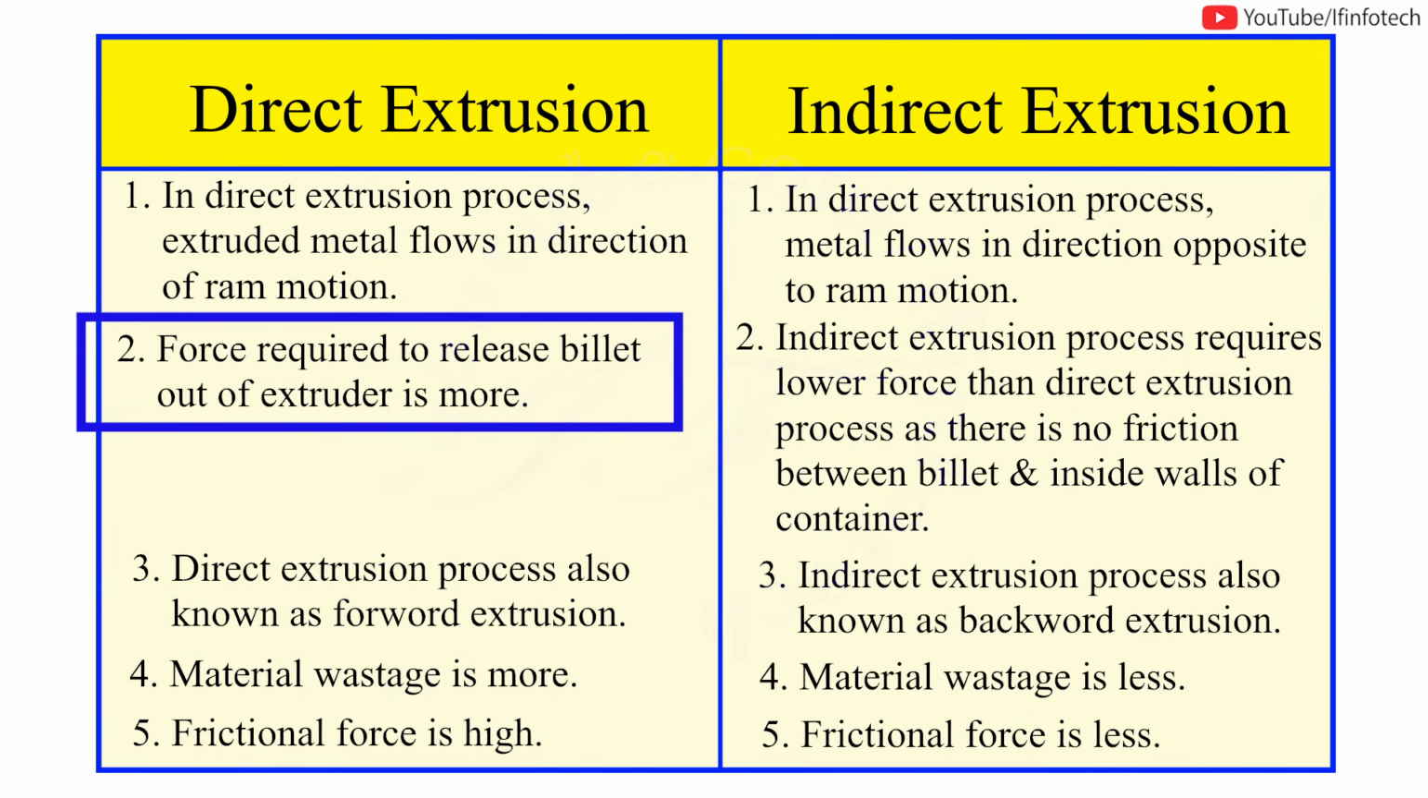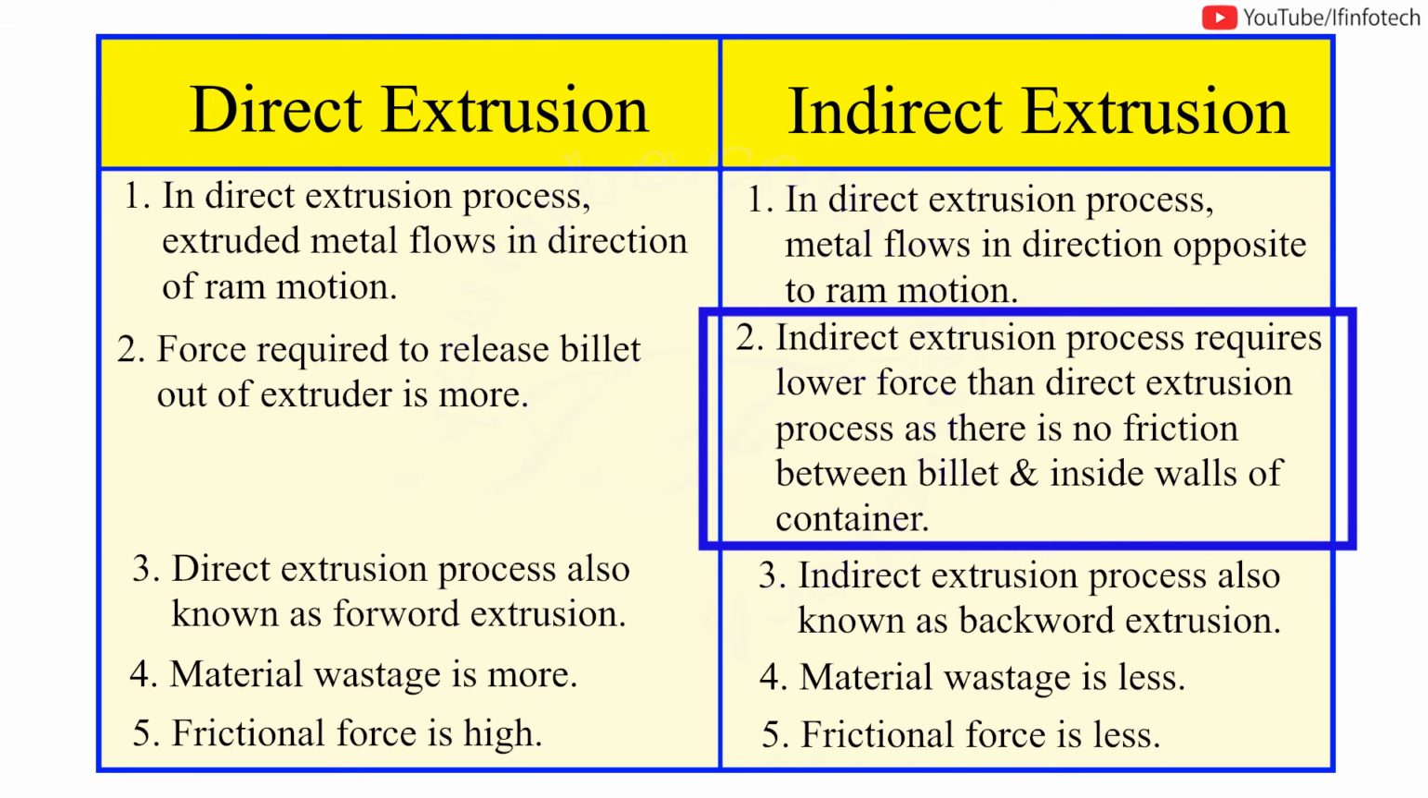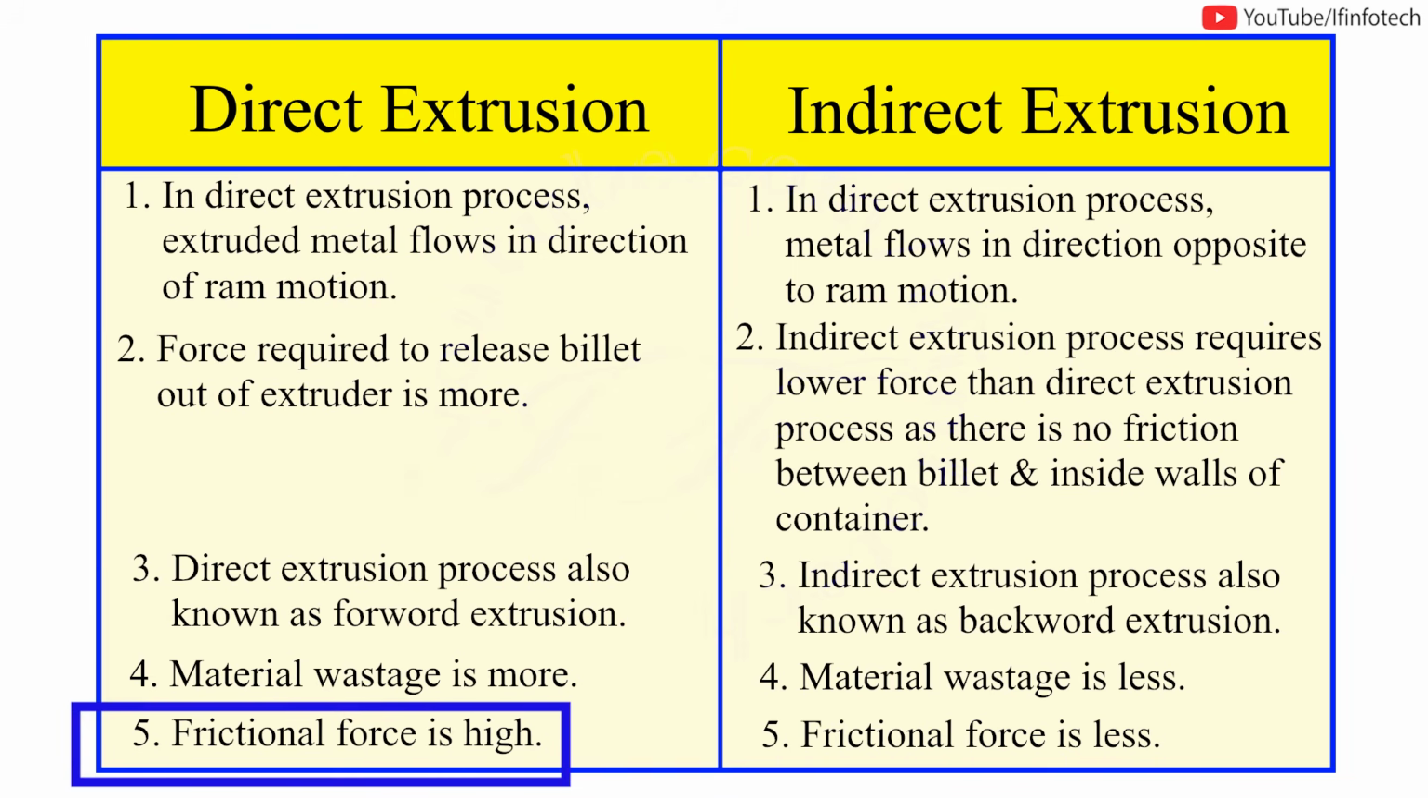In direct extrusion process, the force required to release the billet out of the extruder is more, whereas in indirect extrusion process, the force required is less. In direct extrusion process, the frictional force is high due to the fact that the metal billet must travel the entire length of the container.